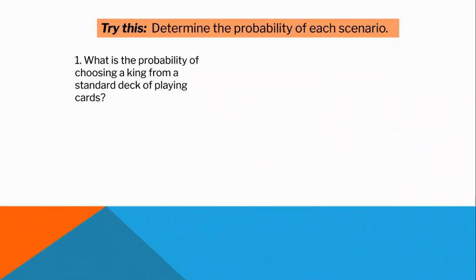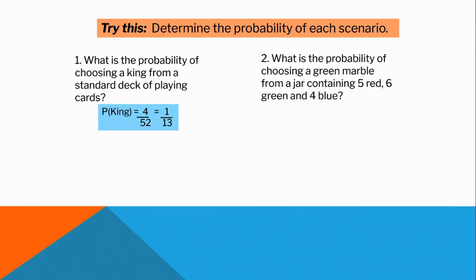All right, what's the probability I choose a king from a standard deck of playing cards? Well, a standard deck of playing cards has 52 cards. And if you didn't know, there are 4 kings. So 4 out of 52 reduces to 1/13. And that notation there, the capital P parentheses king, that's just the probability of picking a king. That's all that notation stands for.